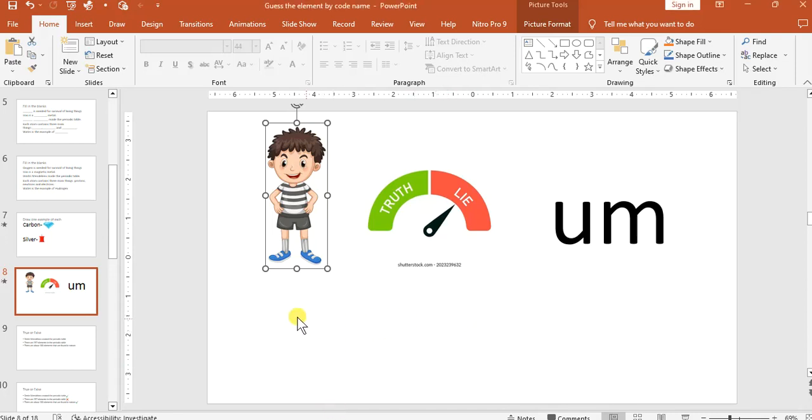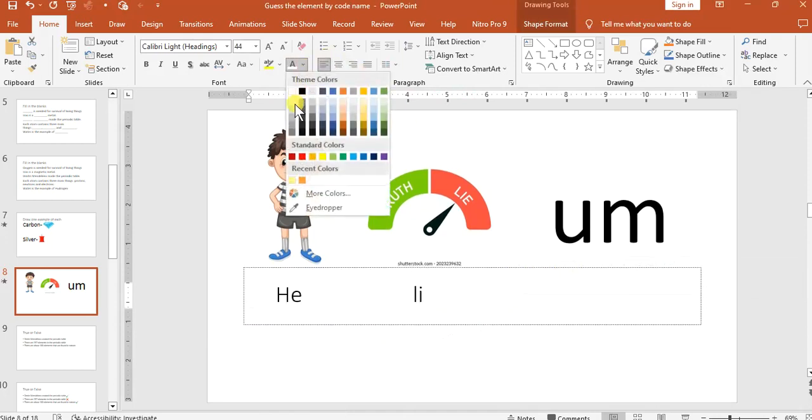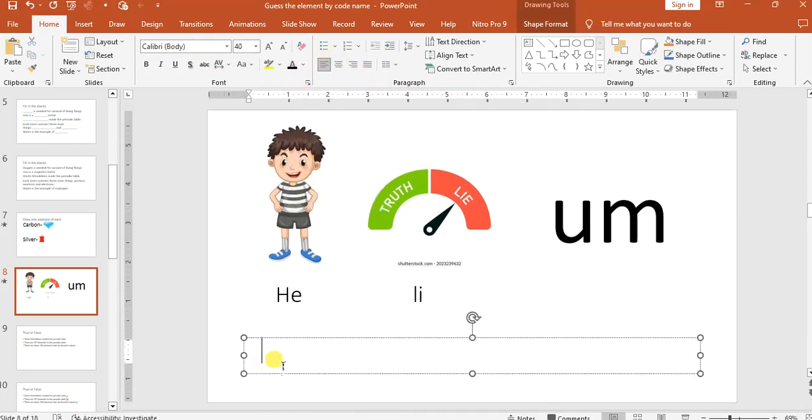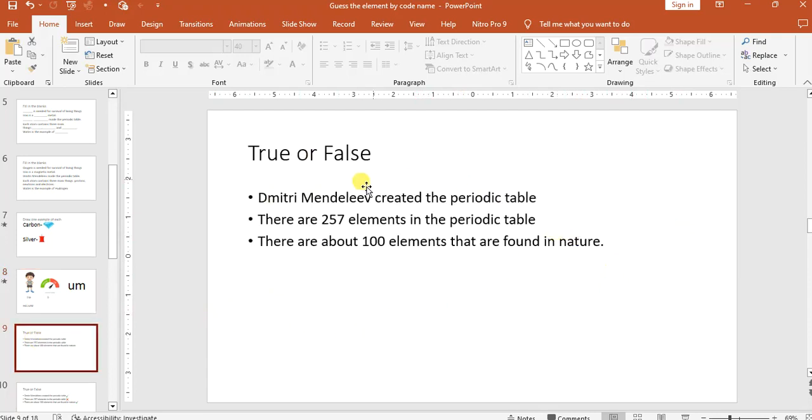And if you have seen this, and this, so this is the answer. I'll explain. What is the pronoun of a male or a boy, which you can see here? It's he, and you can see this pointer is pointing towards the Li thing. So Li and He, helium.